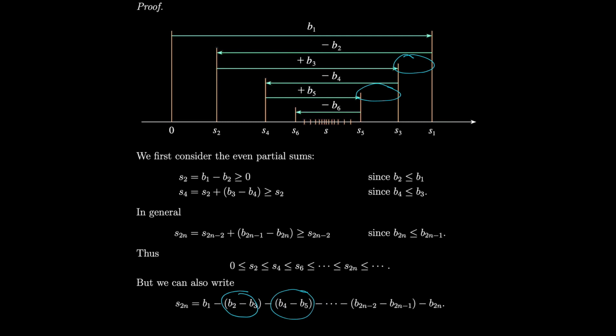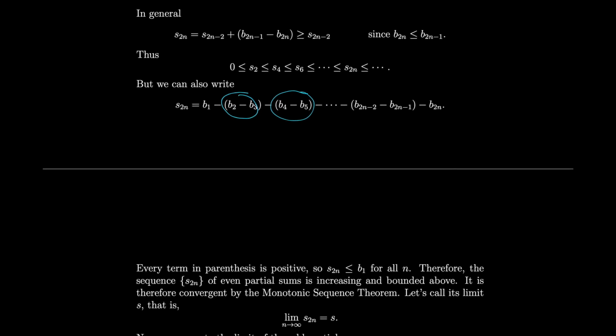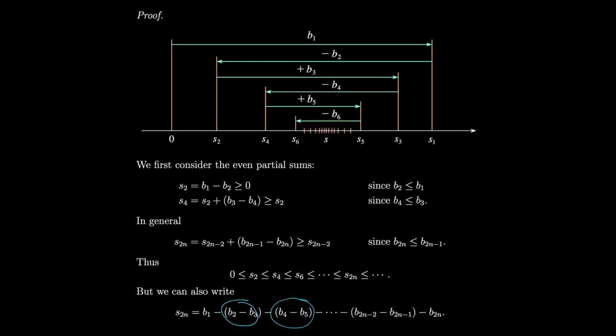Those are all positive. So because they are all positive, the sum of the first 2n terms is less than or equal to B1 for all n. You can even see that if you look over here, B1 takes you all the way over here. So each of these S2's all the way through whatever are always going to be smaller than that.